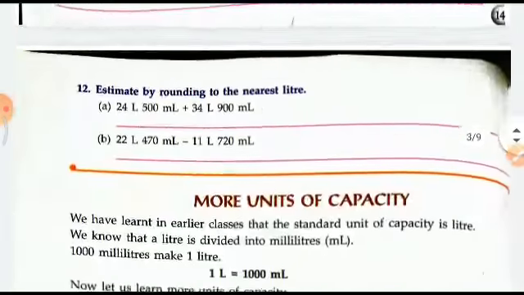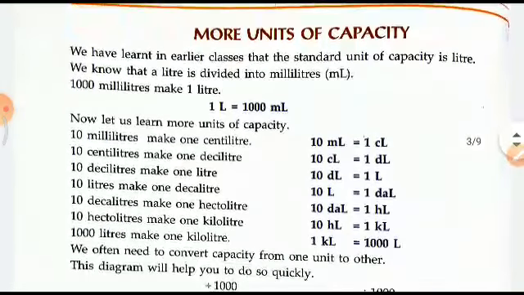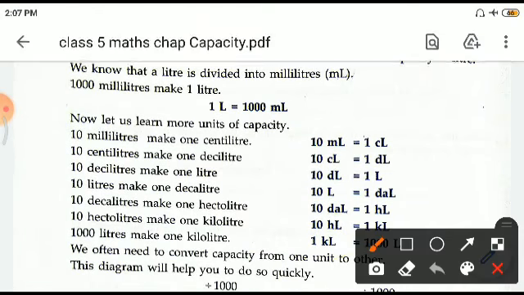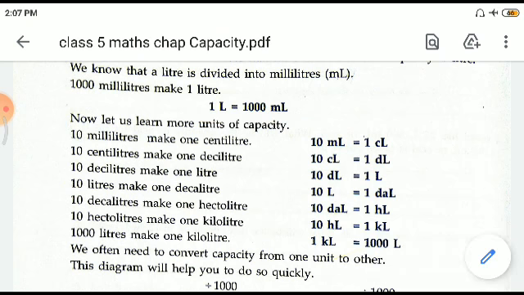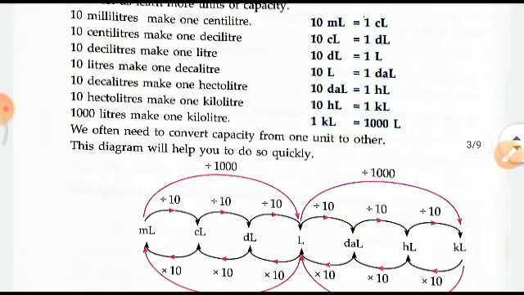Right, so now let us move ahead. More units of capacity, and the basic and fundamental unit of capacity is the liter. So 1 liter is 1000 ml. 10 ml is 1 centiliter. 10 centiliters is equal to 1 deciliter. 10 deciliters is 1 liter. 10 liters is equal to 1 decaliter, 10 decaliter is 1 hectoliter, 10 hectoliter is equal to 1 kiloliter. 1 kiloliter is equal to 1000 liter.